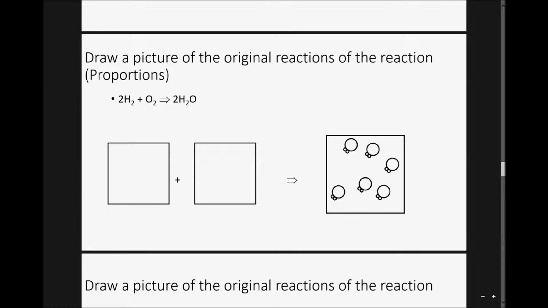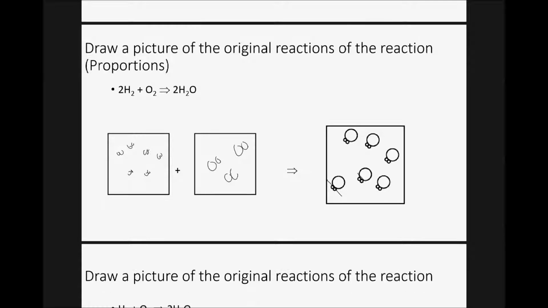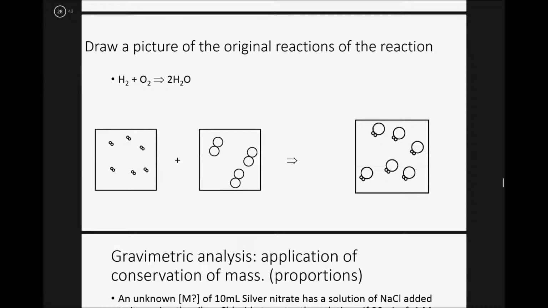Limiting and excess reactants would also be very important. So I would have to break these up here. 1, 2, 3, 4, 5, 6. I would have 6 little hydrogen atoms, and I could draw them in here. They're not very good drawings, but I have 6 of them here. And I would only have 1, 2, 3 of the oxygen atoms. And that's it. So be aware of sizes of atoms and limiting and excess reactants. Make sure everything's included. All right, so there's that picture.